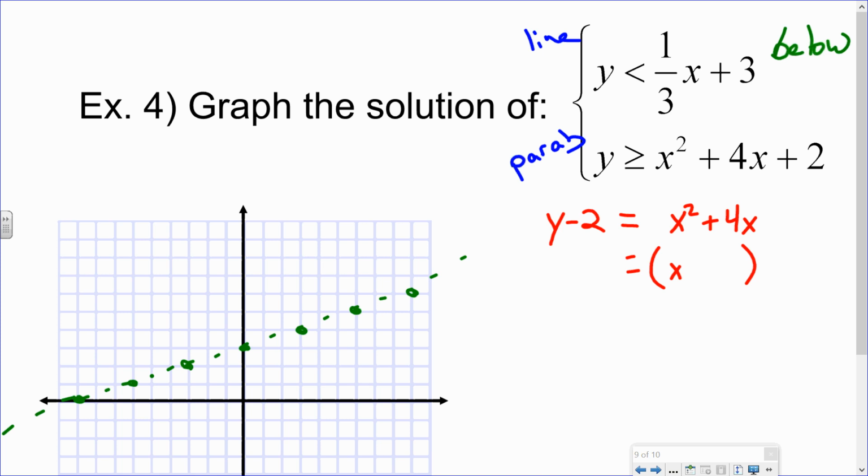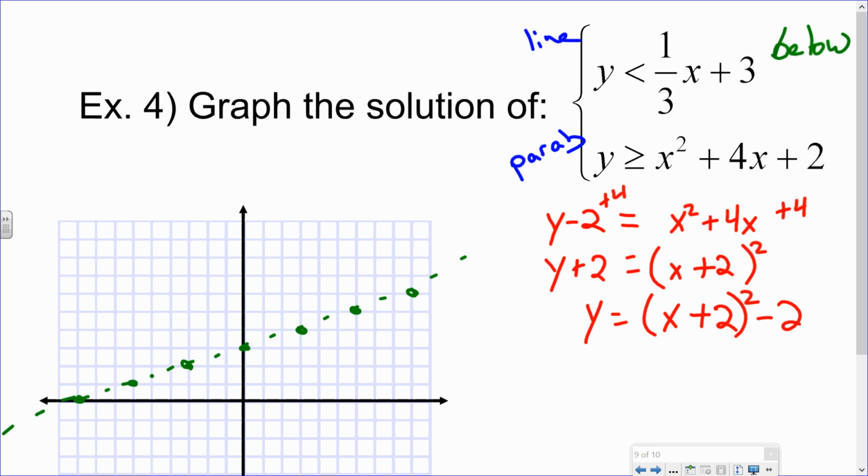So what needs to go in my parentheses? Sophie, what needs to go in that parentheses? I need to have an x plus 2, and x plus 2 times x plus 2, everybody, is x squared plus 4x plus 4. So if I'm adding a 4 here, I have y plus 2. So my equation is y equals (x plus 2) squared minus 2.